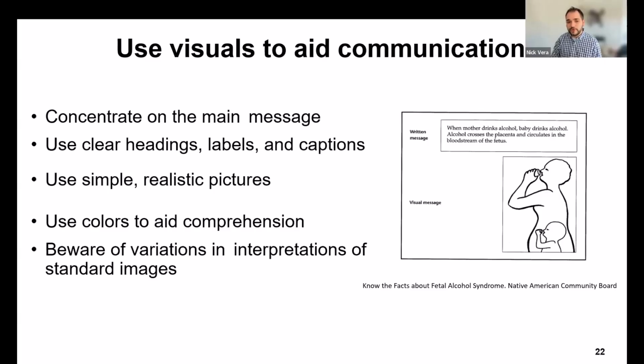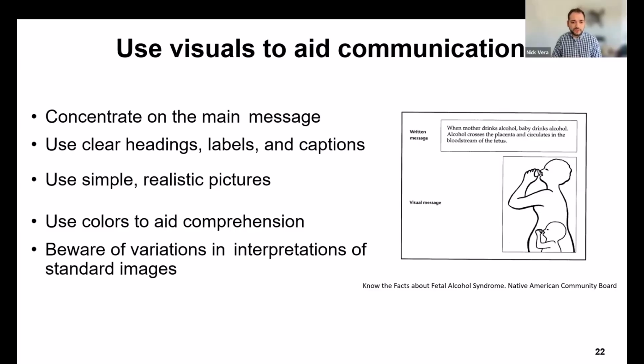So for the first one, concentrate on the main message. Think about what action you want the person to take. Use images that provide visual cues. And then two, use clear headings, labels, and captions. These help you be clear about the purpose of the image. For instance, the image on the left shows a mother drinking and her baby inside her also drinking. And the caption says, when mother drinks alcohol, baby drinks alcohol. Alcohol crosses the placenta and circulates into the bloodstream of the fetus. The caption makes it clear what the visual is intended to convey here.